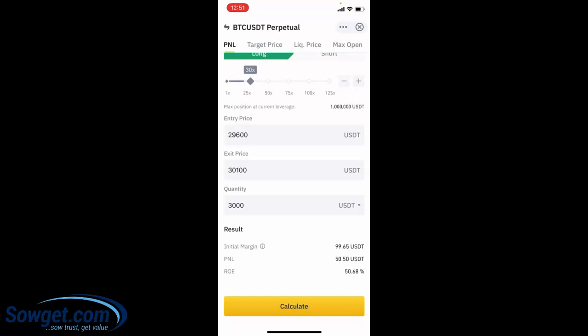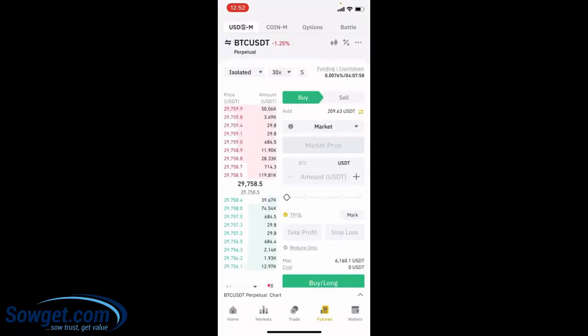So just enter the entry price, the take profit, the amount of USDT you want to spend, and then your leverage. And then if it gets to that exit price or that take profit, that means you're going to be making 50 USDT. So that's the simple way to use the calculator. It just helps you to know how much you're going to make, or how much you're going to lose in a trade. So that's the simple way to do futures trading on the Binance app.